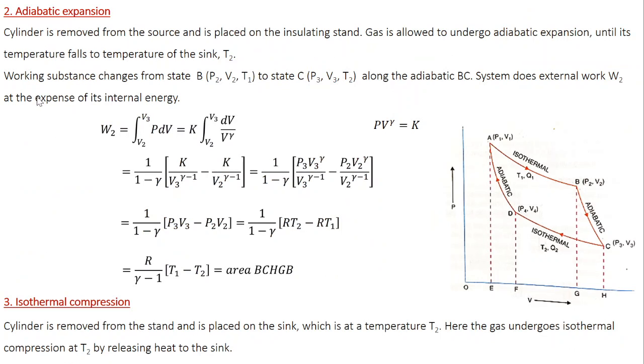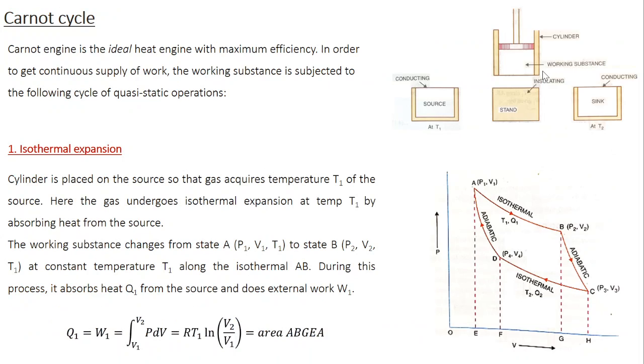Next is adiabatic expansion. Here the cylinder is removed from the source and is placed on the insulating stand. So what happens? The temperature is already high here, so the gas continues to expand, and the volume increases from V2 to V3. V2 corresponds to point G, V3 corresponds to point H. So you can see volume is increasing. Consequently, the pressure decreases from P2 to P3.